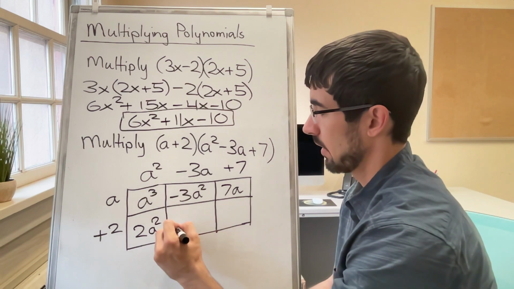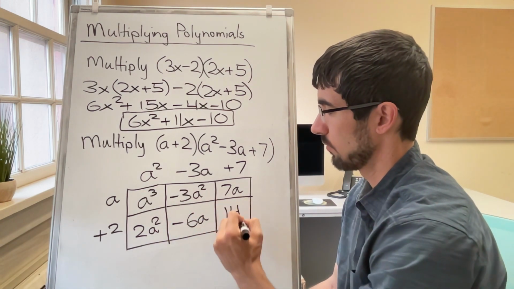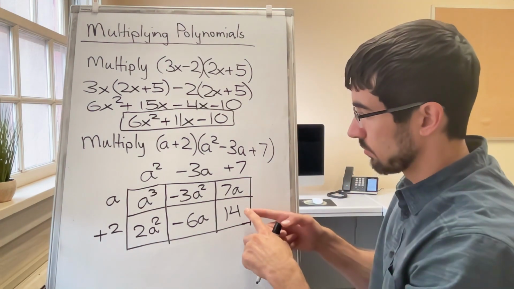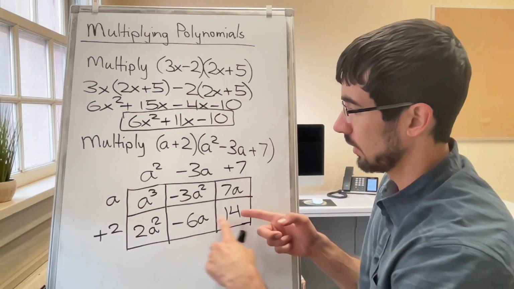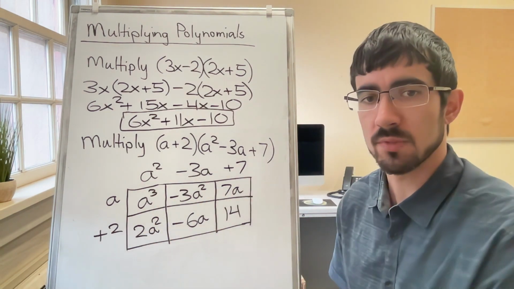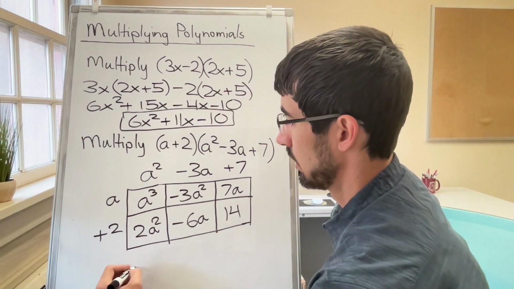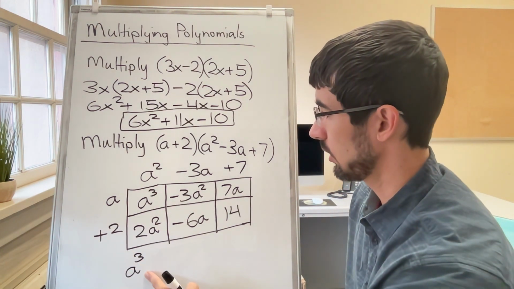In this box I have minus 6a. And finally, in this box I have positive 14. So every time I'm just multiplying the amount at the end of the row and column. Now I look at this result and I try to combine like terms as I write my final expression. So I start with the largest term with largest degree, a cubed.